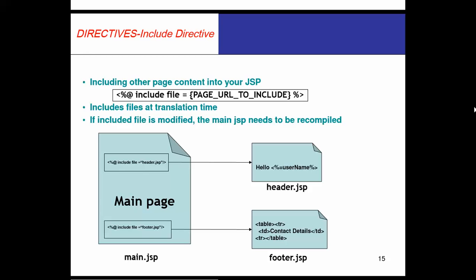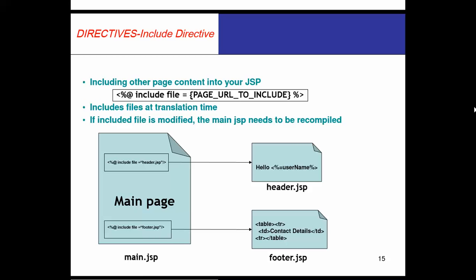So that's why we use this include file with the page URL to include. The syntax is <%@ include file="your page URL" %>, whatever file you want to include. This is kept at the top of the page so that pre-processing commands are executed before your JSP page is rendered, right?